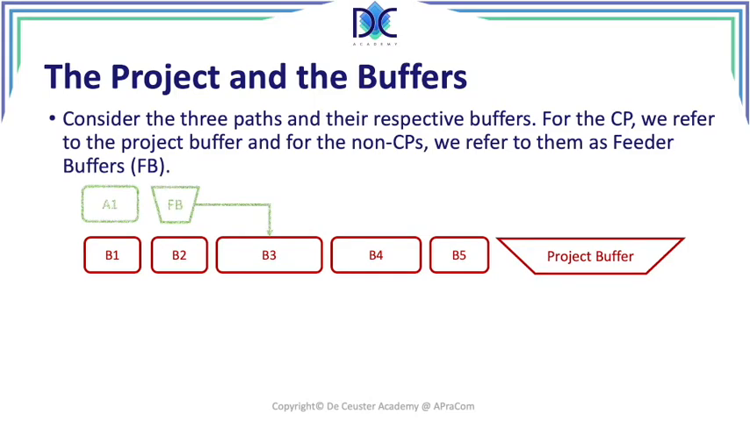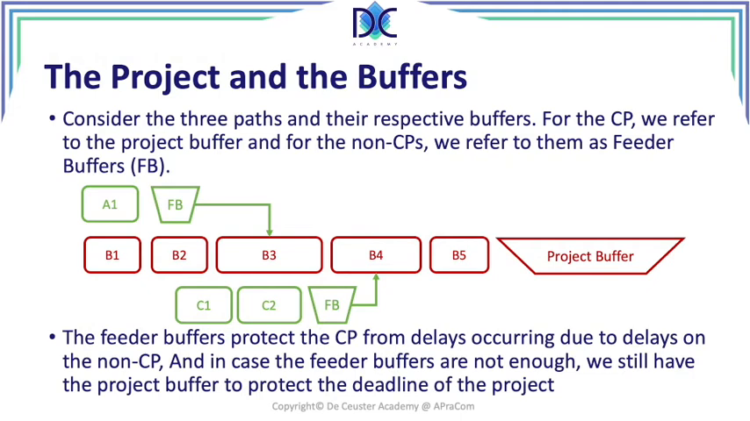For one non-critical part, we have a feeder buffer, and for the other non-critical part, we also have a feeder buffer. So the idea of the feeder buffer is, in fact, that they protect the critical part from delays occurring due to the delay on the non-critical part. It can happen that the feeder buffers are not enough, but then we still have the project buffer to protect the deadline of the project.